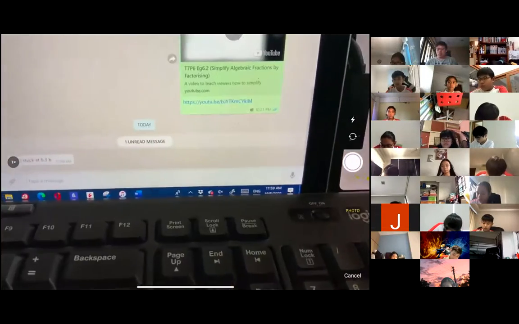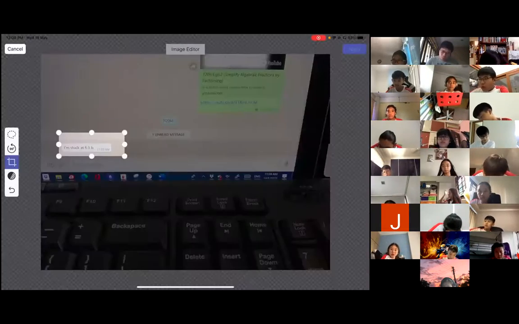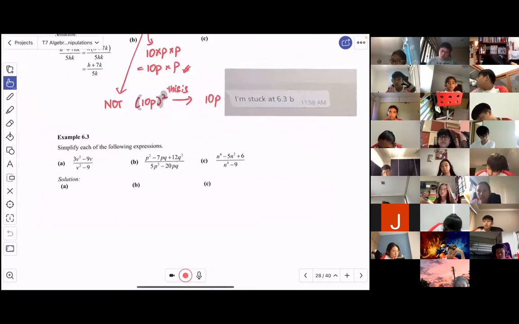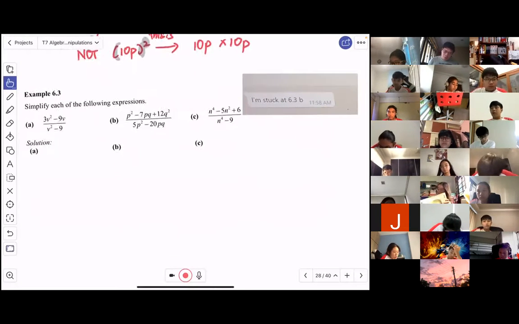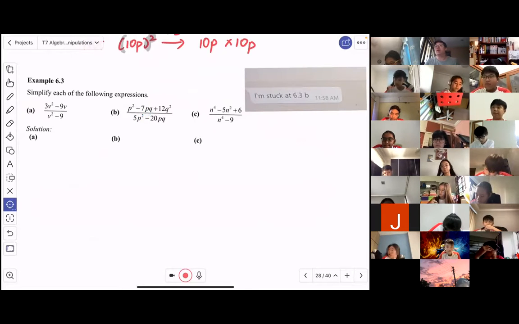Okay, so stuck at 6.3b. So there's one of you who is stuck at 6.3b, so I'm going to go through it very quickly. Okay, 6.3b. For this question again, the idea is that you need to factorize the numerator and denominator.